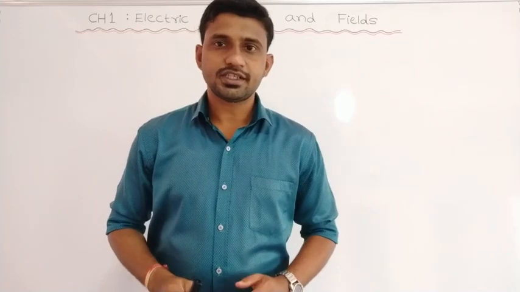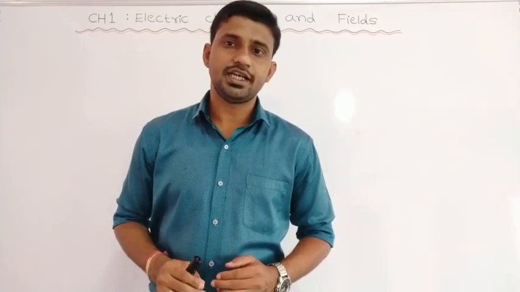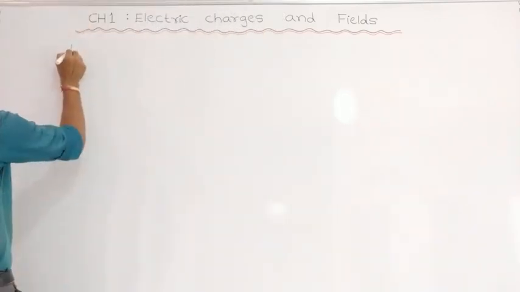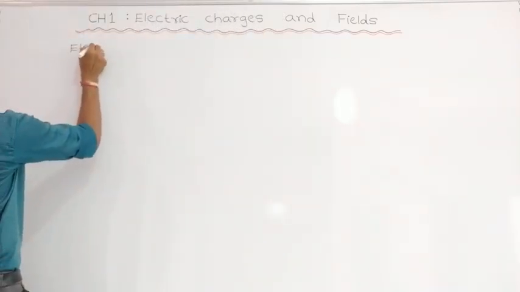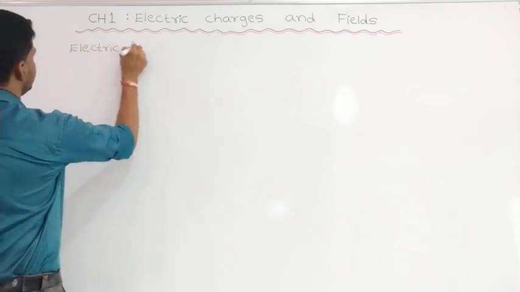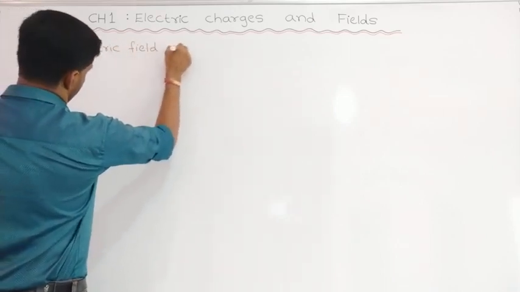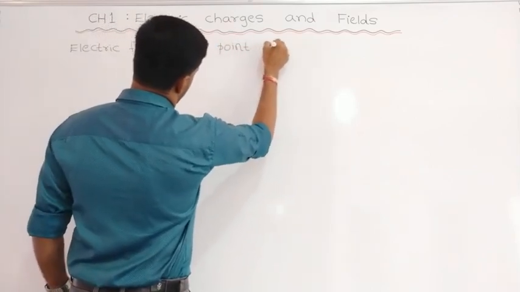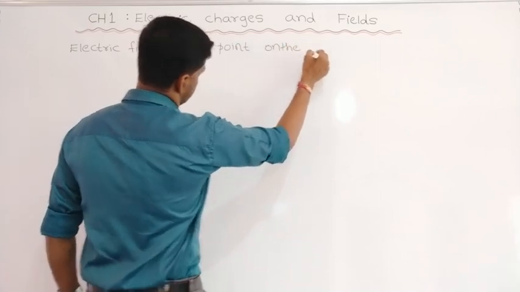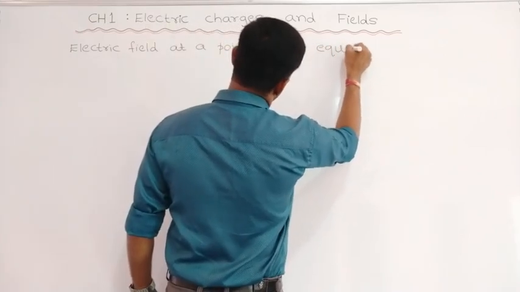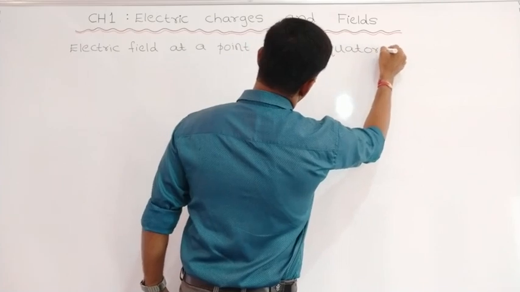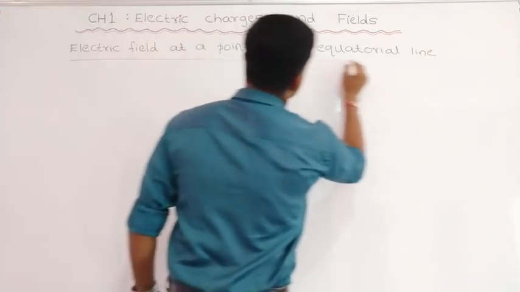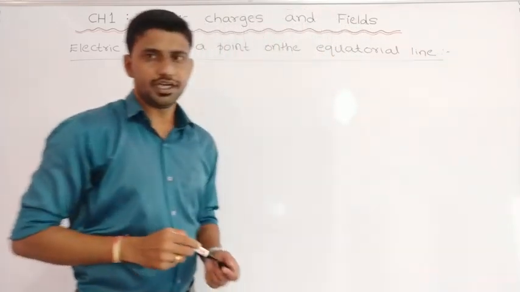Okay. Now we will discuss another important derivation which is related to the electric dipole. That is the electric field at a point on the equatorial line. This is also a very important derivation.